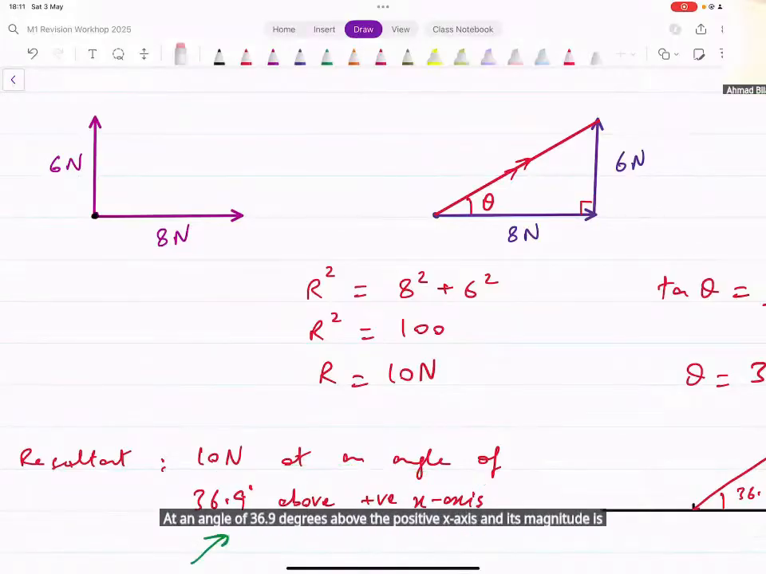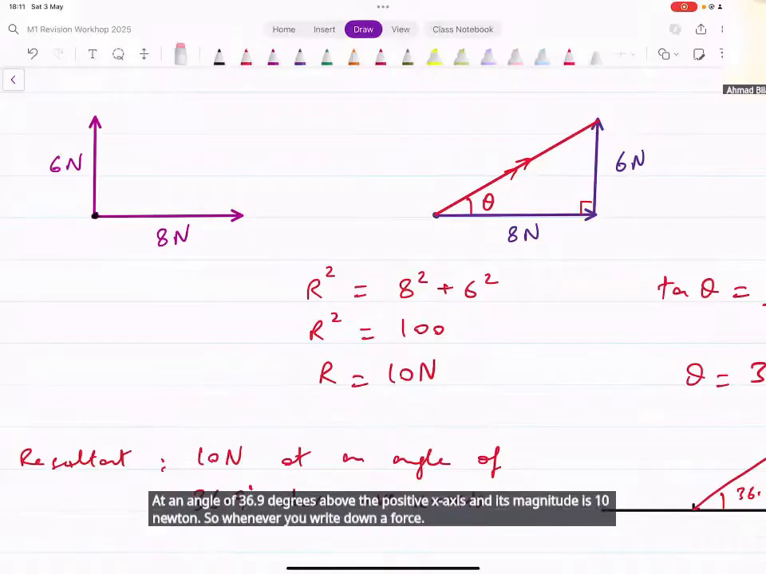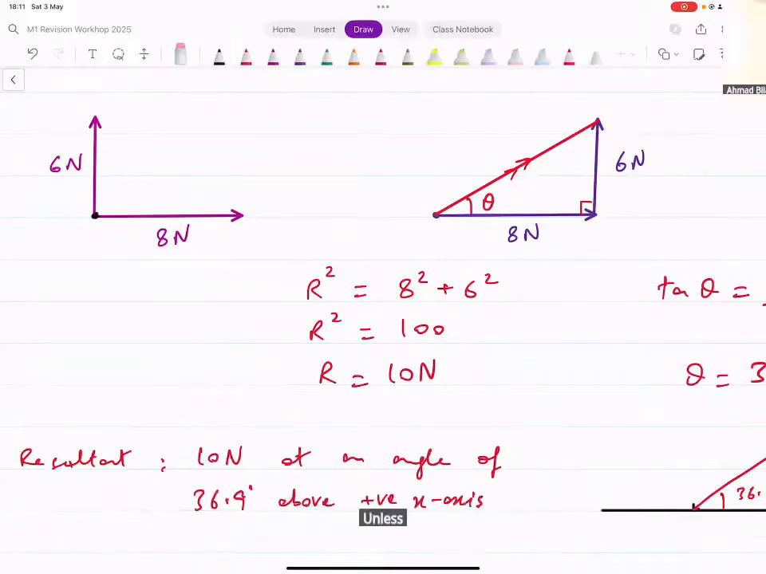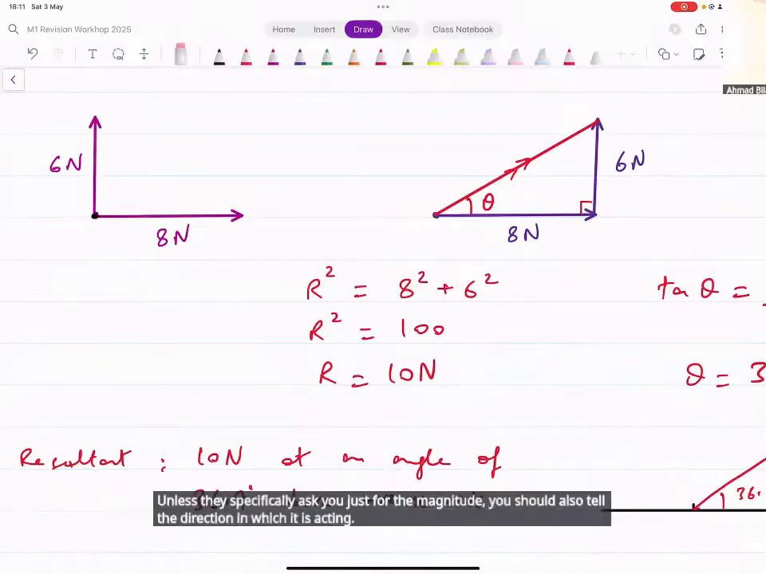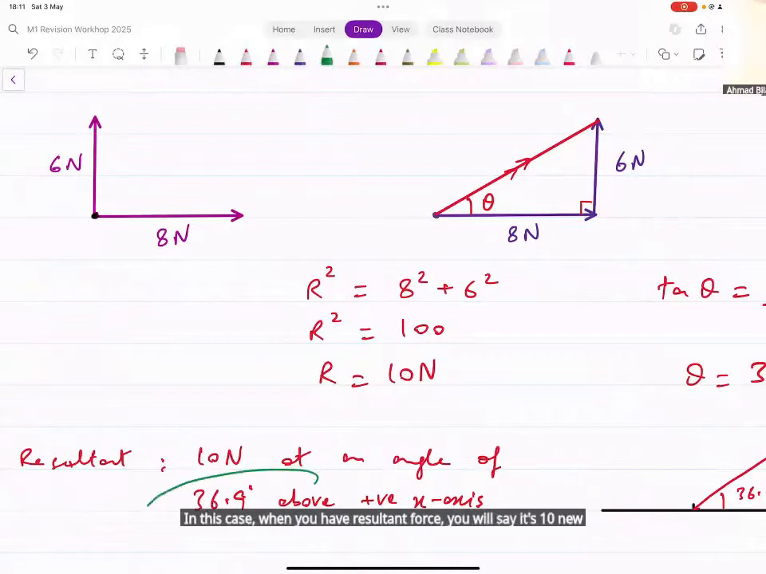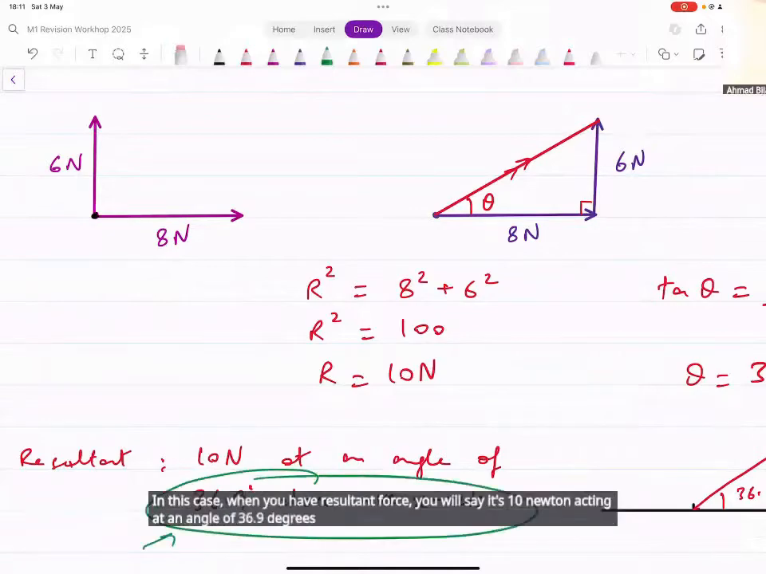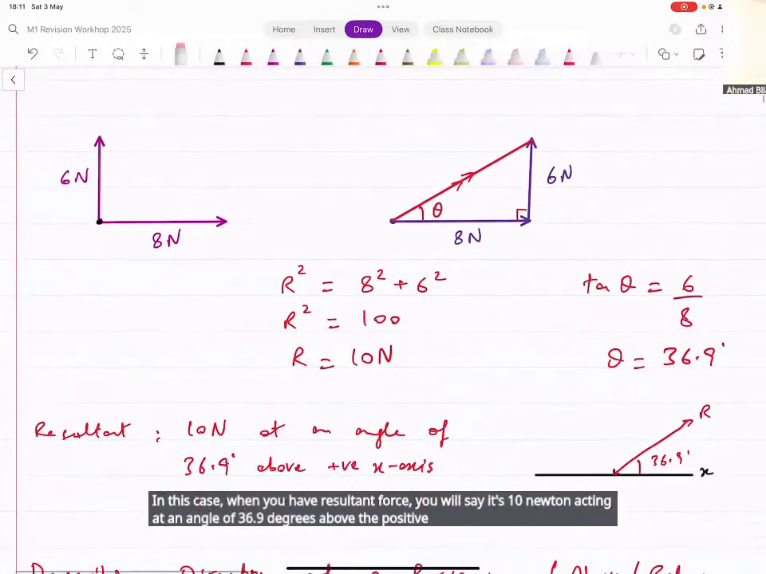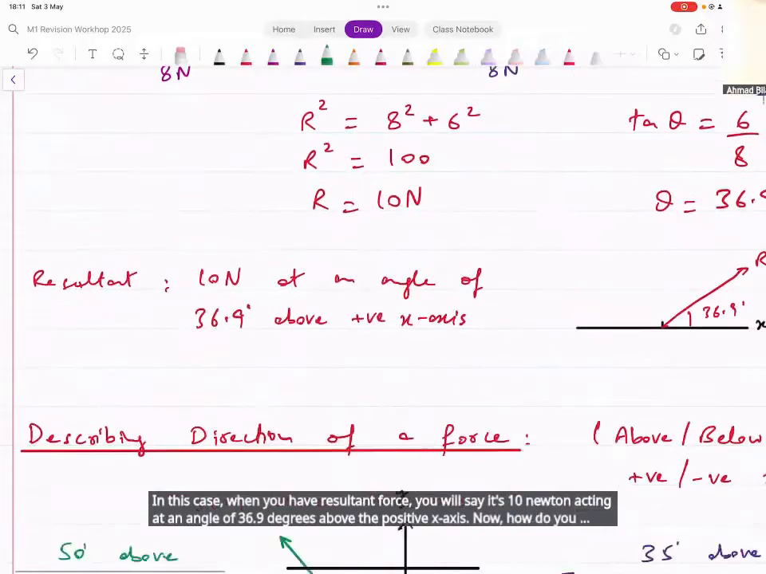So whenever you write down a force, unless they specifically ask you just for the magnitude, you should also tell the direction in which it is acting, right? In this case, when you have the resultant force, you will say it's 10 Newton acting at an angle of 36.9 degrees above the positive x-axis. Now, how do you describe this? How do you do this description like this?